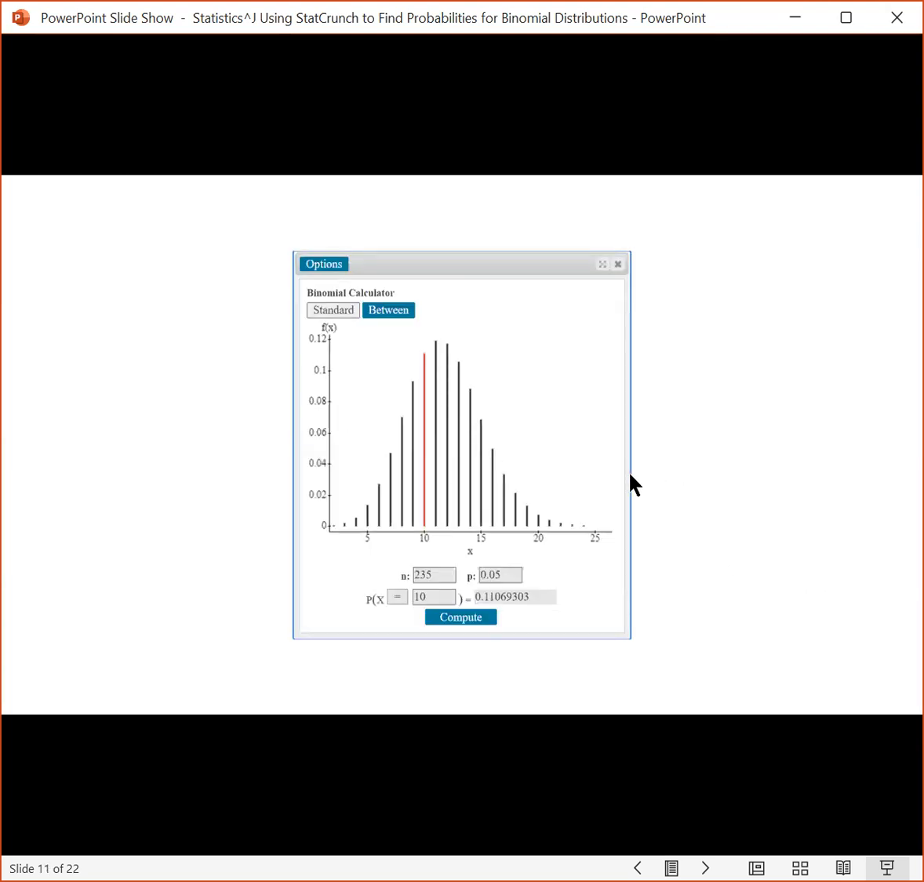It's difficult to make out, but the bar at 10 is red, and the others are dark gray. And we've got the 11%. That is the probability. So if 235 bikes are stolen, and the probability that any given bike is returned is 5%, then the probability that exactly 10 of those bikes would be returned is 11%.